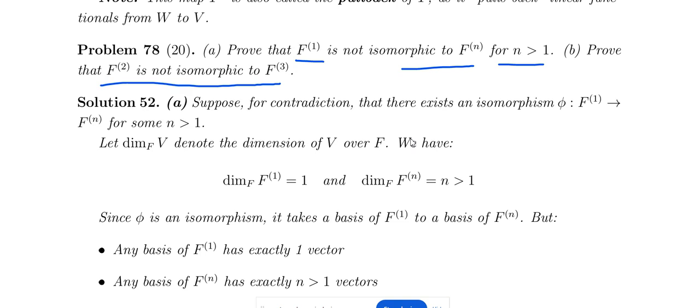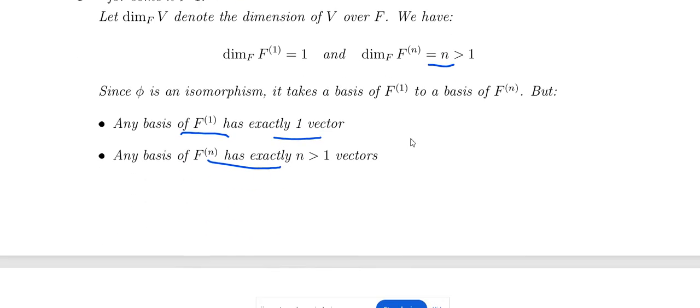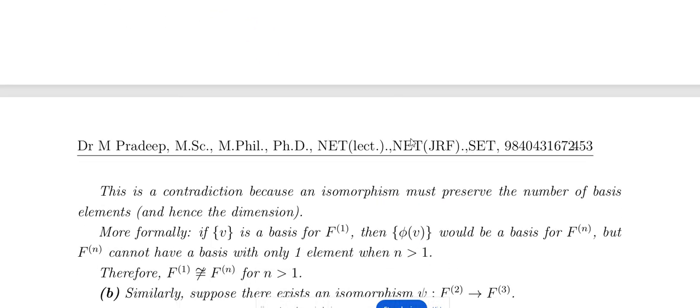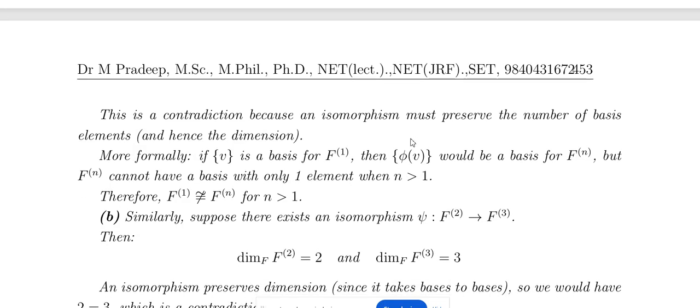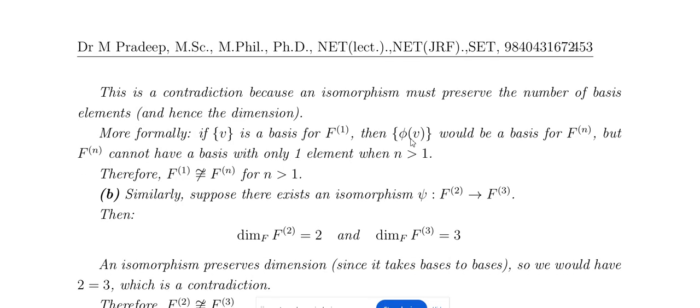Dimension of F power n over F ன்றது n, that is greater than 1. So since phi is an isomorphism, it takes a basis of F power 1 to a basis of F power n. But any basis of F power 1 has exactly one vector, and this has exactly n vectors. So that creates the contradiction, because an isomorphism must preserve the number of basis elements. So therefore, what is the conclusion? This is not an isomorphism.